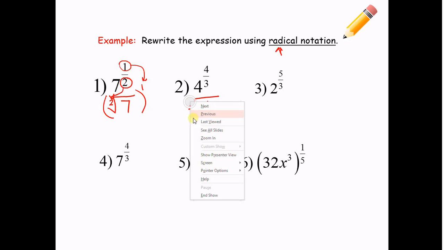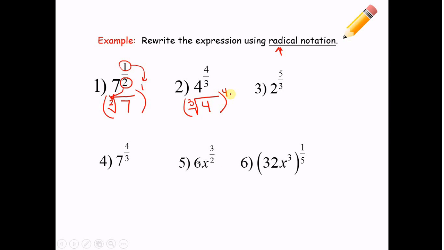Denominator, index, numerator, power. Let's keep going. Cube root of 2 to the 5th power.